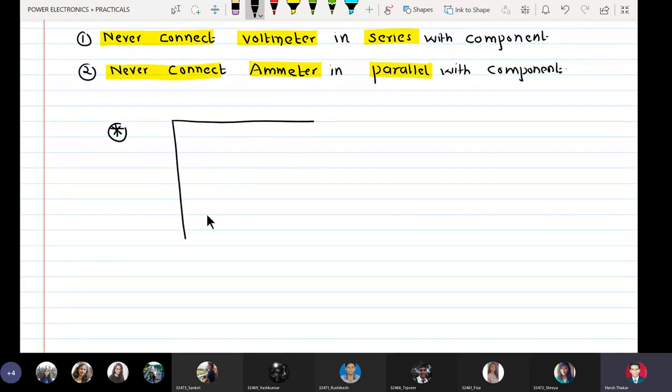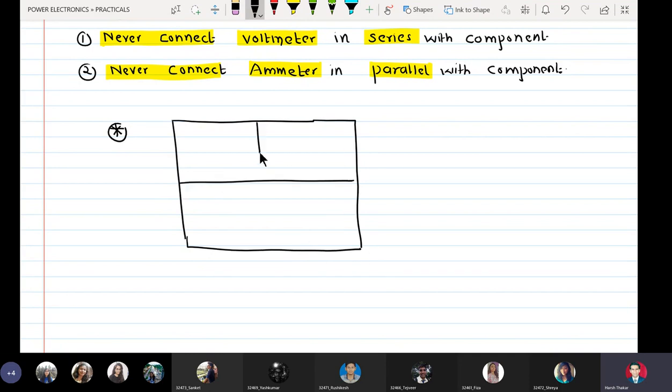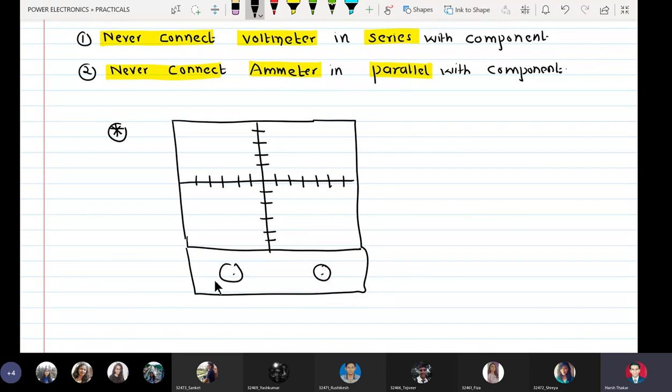suppose this is the CRO screen and this is called a graticule. Calibrated screens are called graticules here. Now these are the two channels.